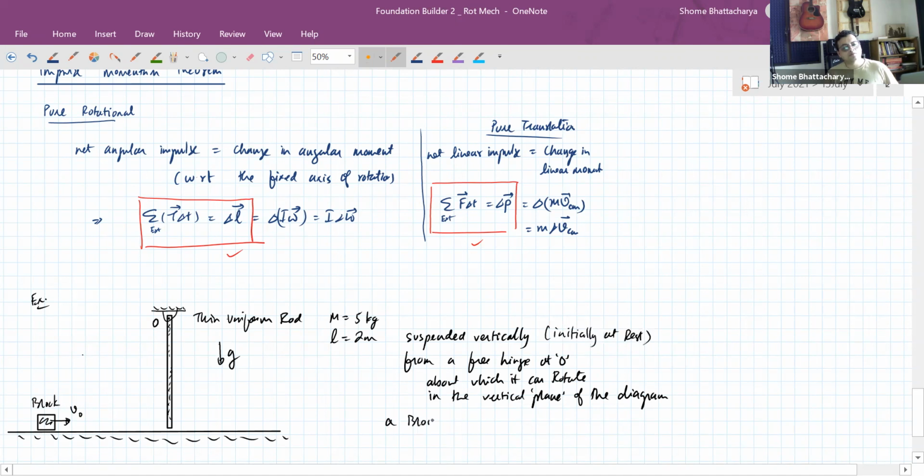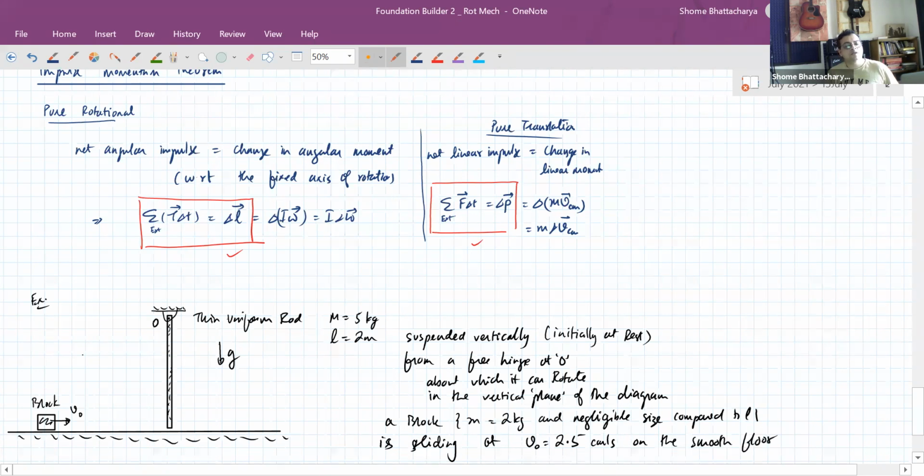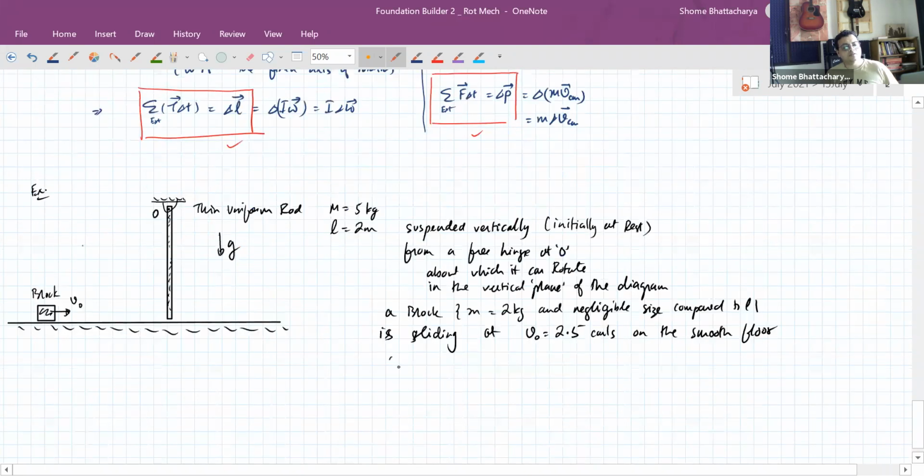Now a block of mass small m equal to 2 kg and negligible size compared to the length of the rod is sliding at a speed of, let us say, 2.5 centimeters per second on the smooth floor. Now after impact, the block stops and remains at rest.